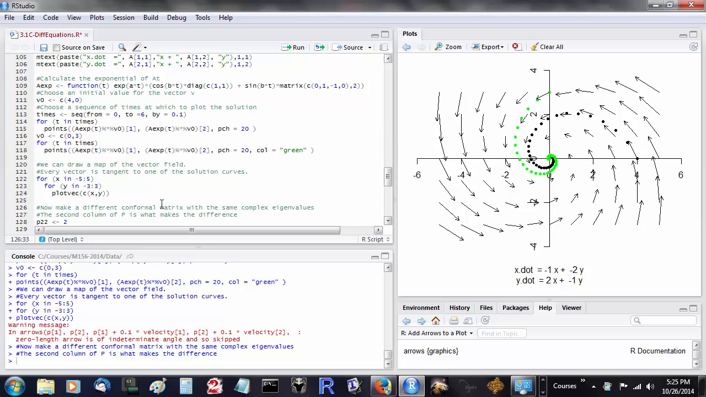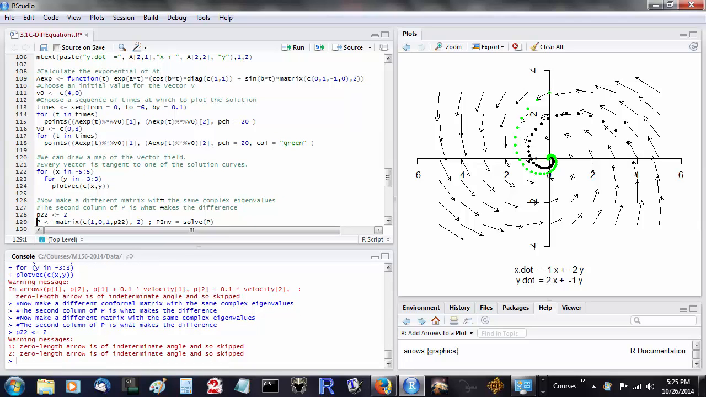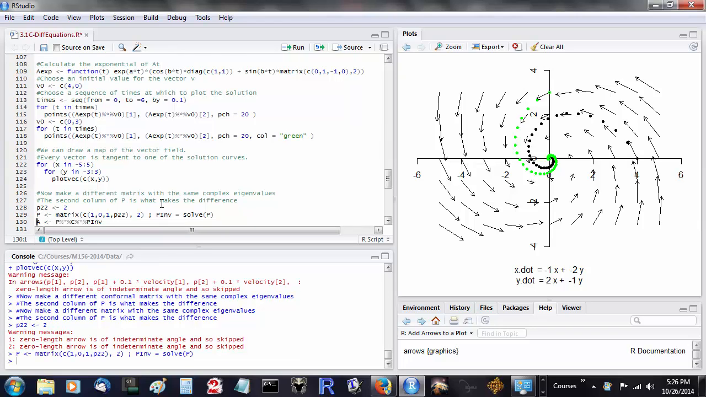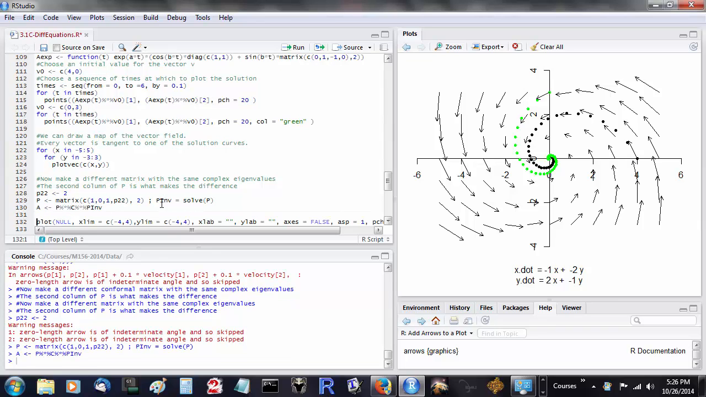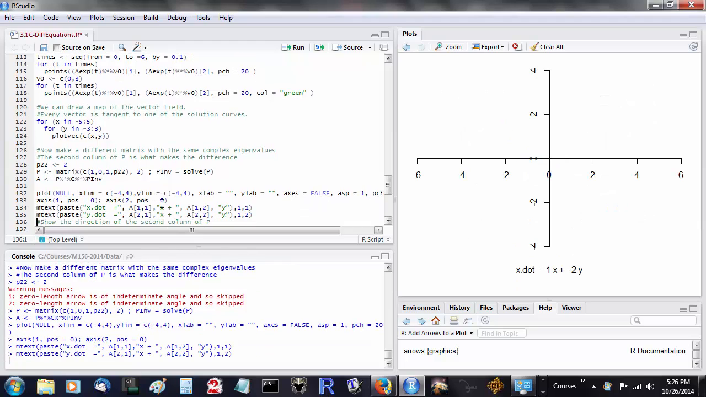Now let's make a different matrix with the same complex eigenvalues. It's not going to be a conformal matrix, though. Let me fix that. And you may recall that any matrix with complex conjugate eigenvalues can be expressed as P times a conformal matrix times P inverse, and furthermore, we can set up the matrix P so that its first column is the first standard basis vector. The second one I've normalized so that the first component is 1, and the second one is a quantity that I'll call P22. I've chosen the value 2 for it, rather capriciously. I invert that matrix, and my matrix A is P times C times P inverse, which will show up in our differential equation.